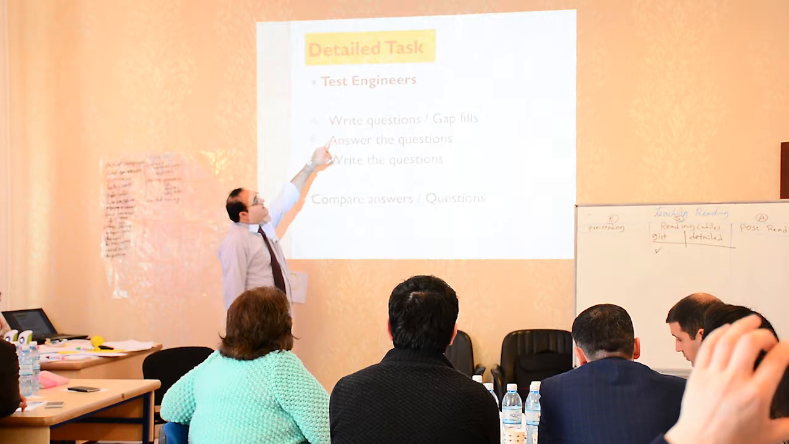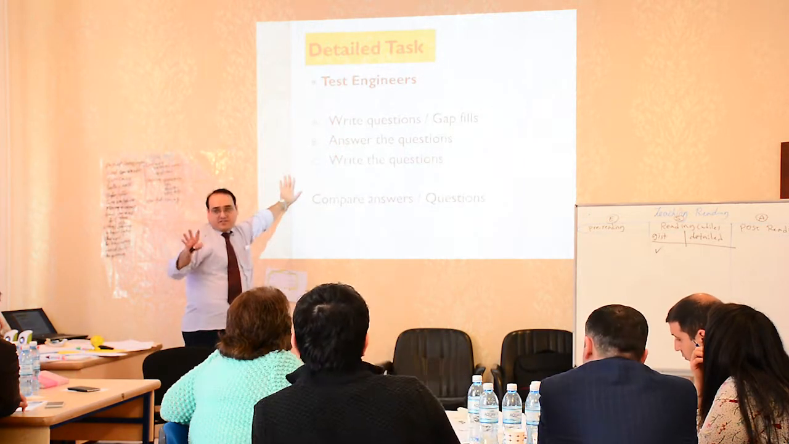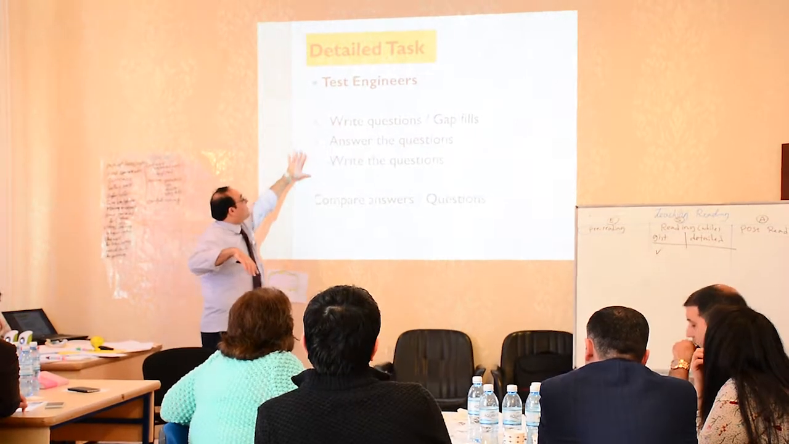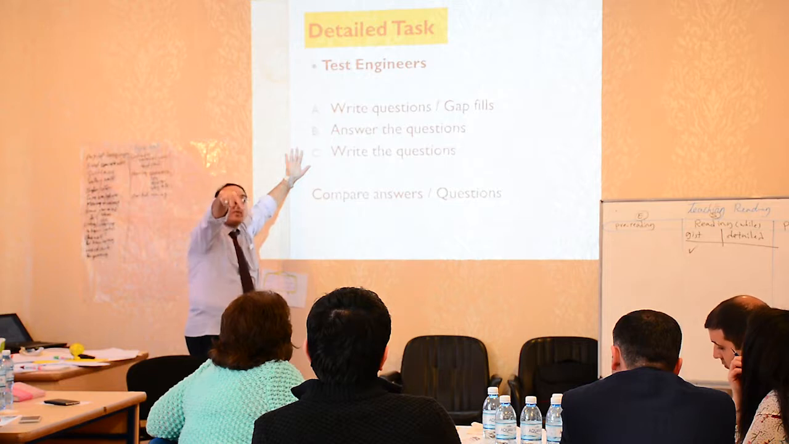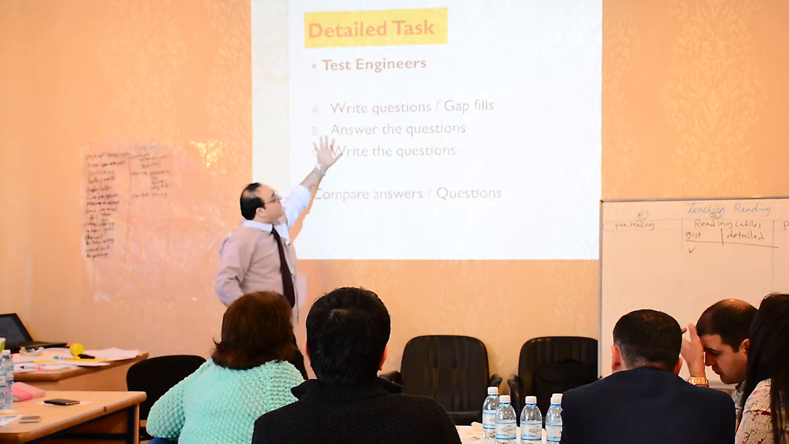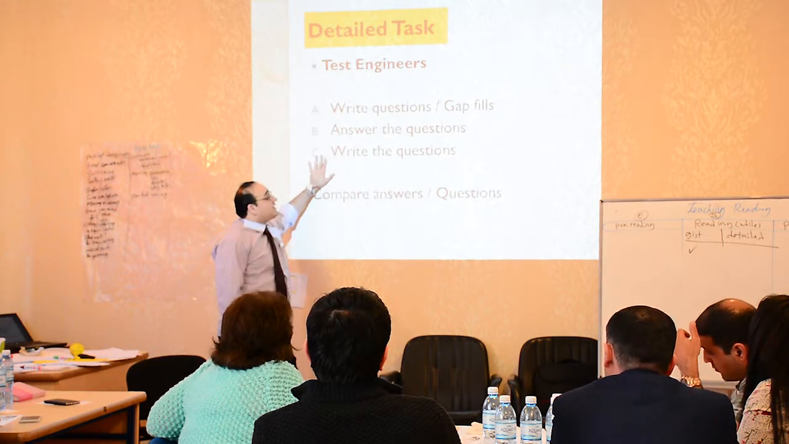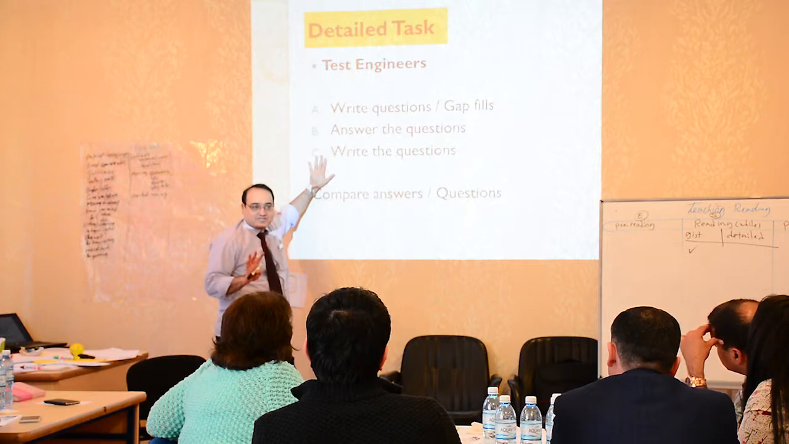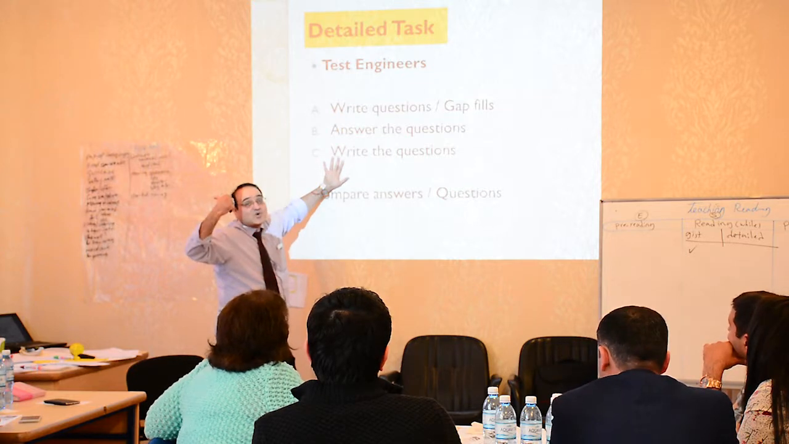Group A, write questions. I'll just tell you which is what. If you've got just three, A, B, C. Group A, write detailed questions based on the text. Group B, read the questions and try to write answers. Group C does not see the questions. They just see the answers of group B. And they should guess the questions. So did you get it?